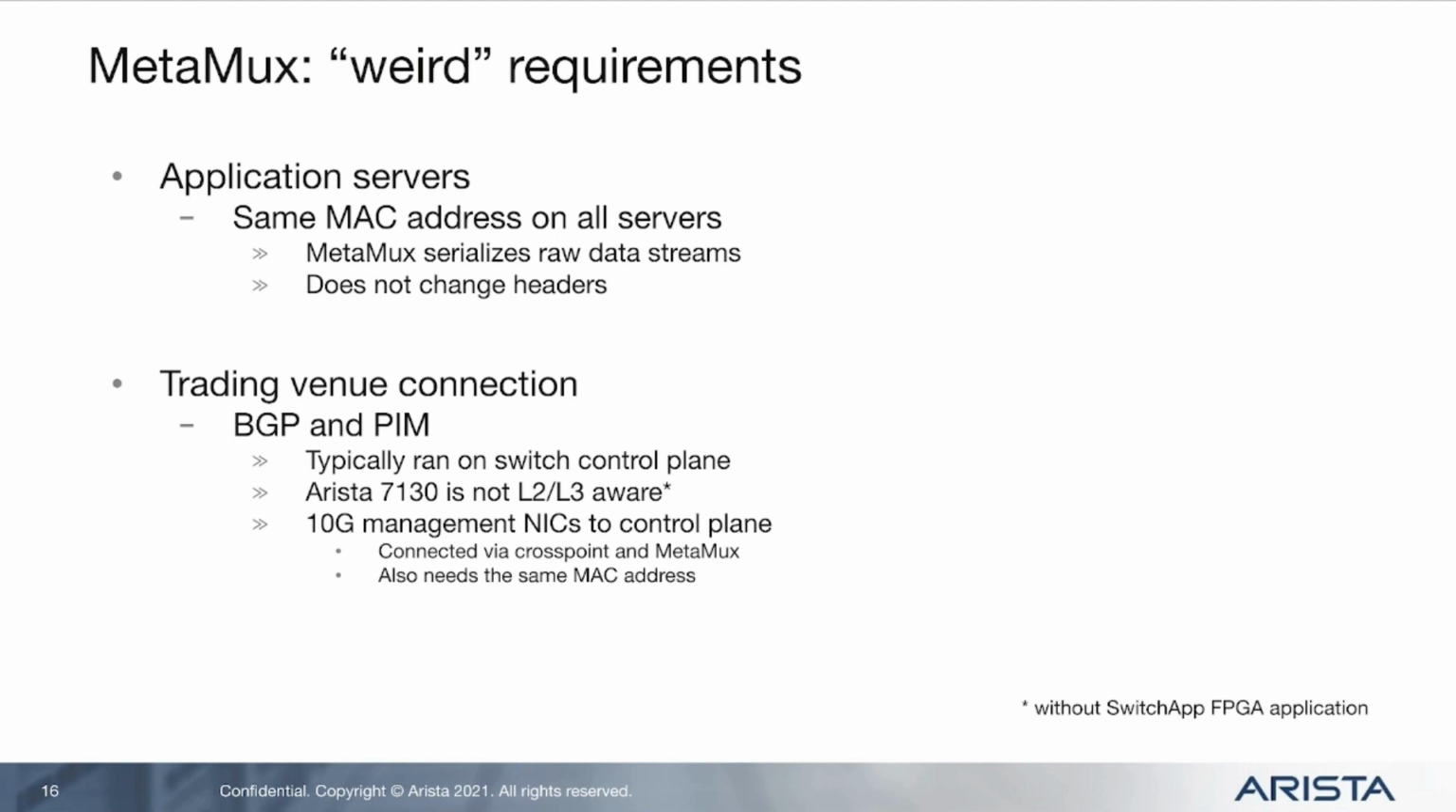The second thing is that the 7130 running Metamux is not layer 2 nor layer 3 aware. So for the system to set up a BGP and/or PIM session to the trading venue, the same logic should be applied. This means that the NIC of the control plane, which can run these sessions, should have the same MAC address as the trading servers and also should be connected to the same Metamux instance through the crosspoint.